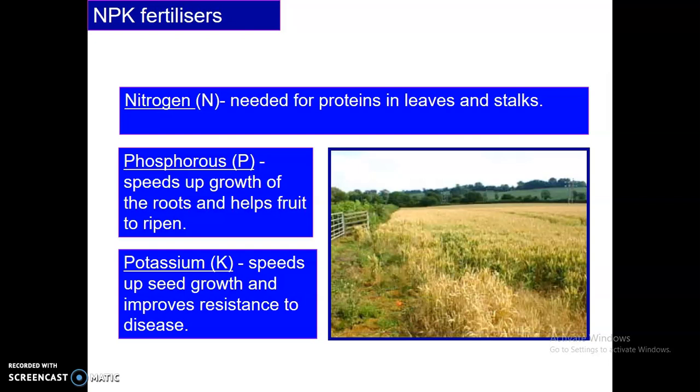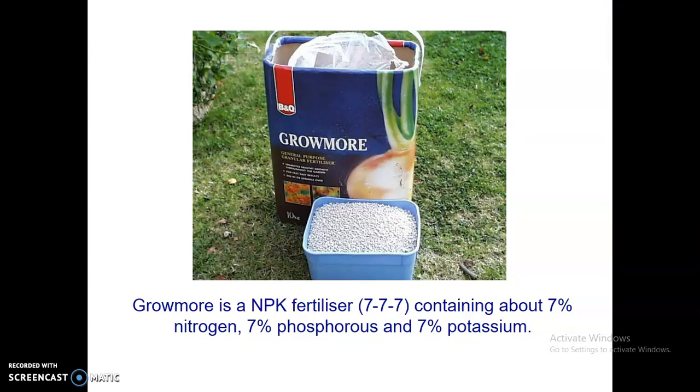So fertilisers need to have those elements, and if you buy a fertiliser, it will contain those three elements by and large. So this is an example here. It's an NPK fertiliser. N for nitrogen, P for phosphorus, K for potassium. And they'll have numbers on them, they'll have percentages on. So this is 777, and that's because it contains about 7% by weight of each element in there.